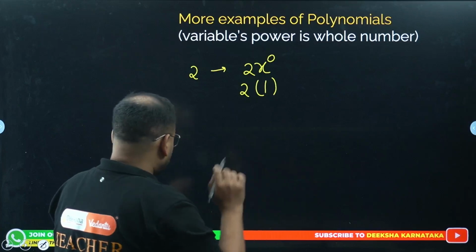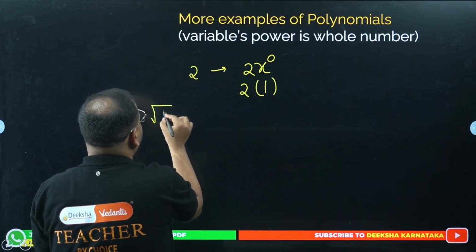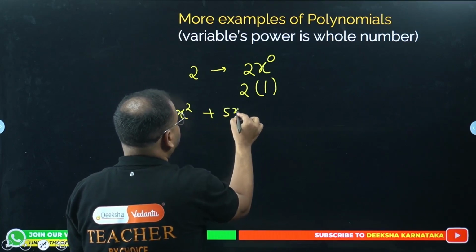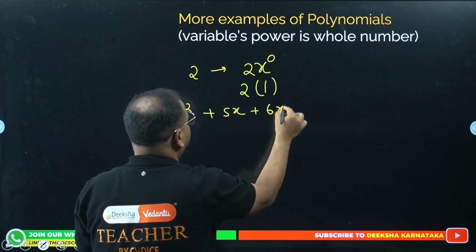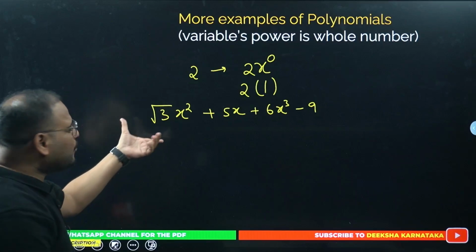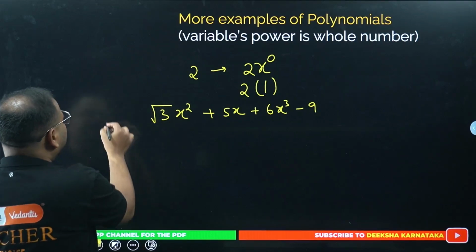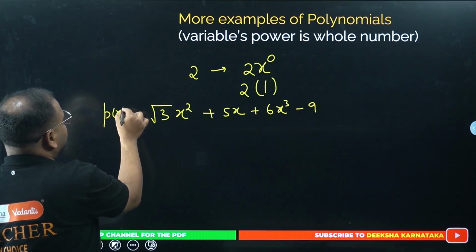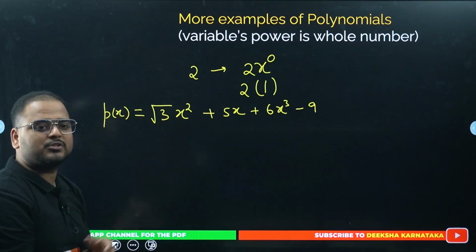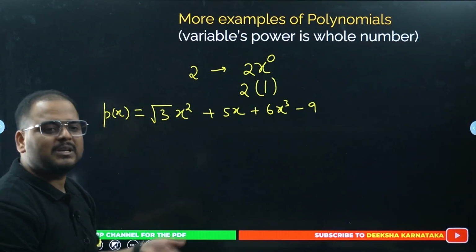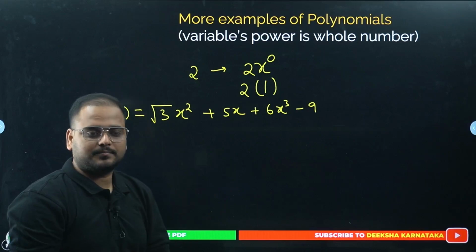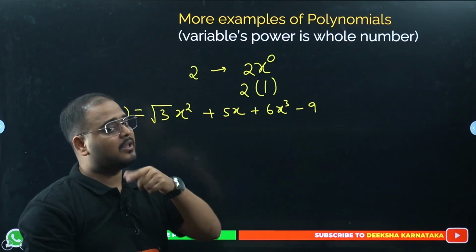Okay, so let me write it. This expression, this polynomial. How do I name a polynomial? I can write p(x). You have learnt in grade 9, no? So this is a polynomial in which variable? x. So I can write p(x) equals root 3 x square plus 5x plus 6x cube minus 9. Now the question is whether this is a polynomial or not, and second, if it is a polynomial, then what is the degree?